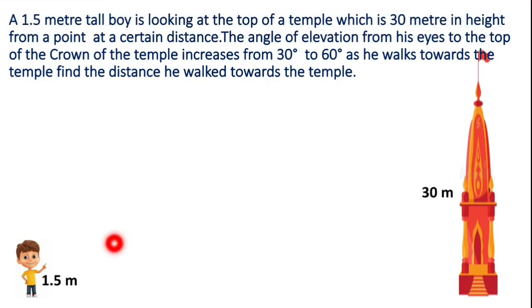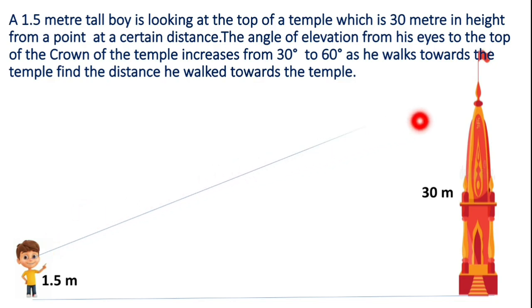Now just imagine a line joining the boy's foot and the temple. Now here the boy is observing the crown of the temple. Here the height of the boy is given. Therefore we have to consider the line of sight from the boy's eye, not from the foot, because the height of the boy is mentioned. So from the eye we have to draw a horizontal line which is parallel to the earth. Okay, so here we get the parallel line like this.